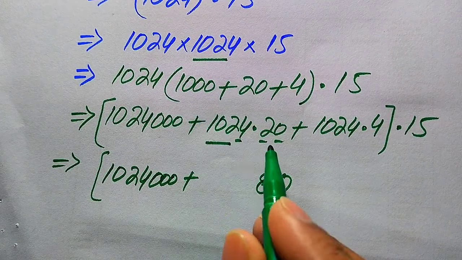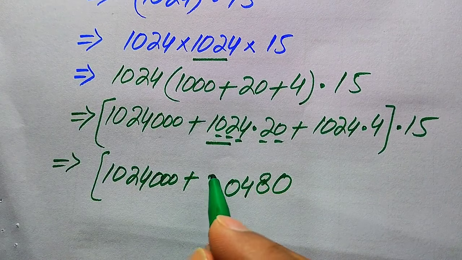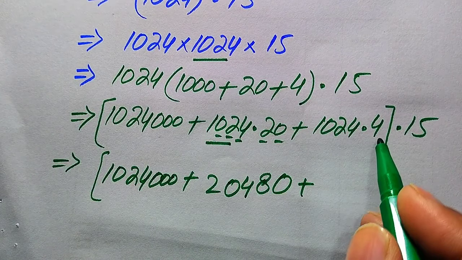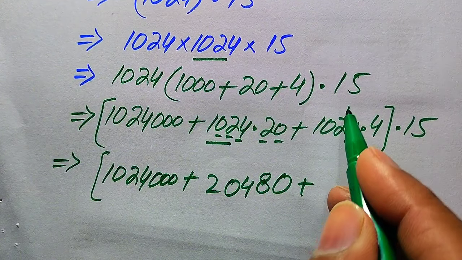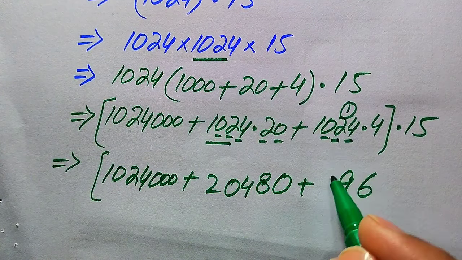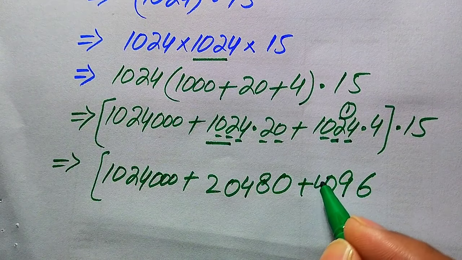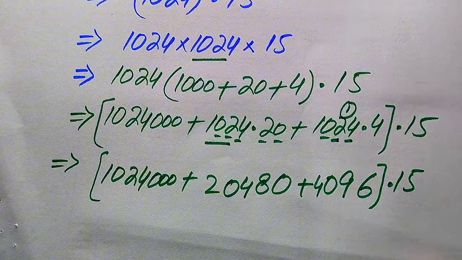4 2s are 8, 2 2s are 4, 2 zeros are 0 and 2 1s are 2, and plus, in the same pattern we multiply 4 with these values. We get 4 4s are 16, we write 6 and carry 1, 4 2s are 8, 8 plus 1 is 9, 4 zeros are 0 and 4 1s are 4, and it's multiplied by 15.